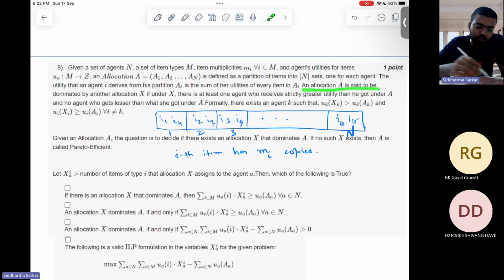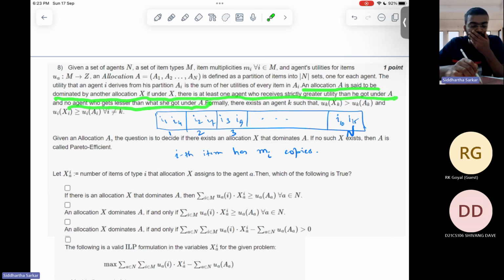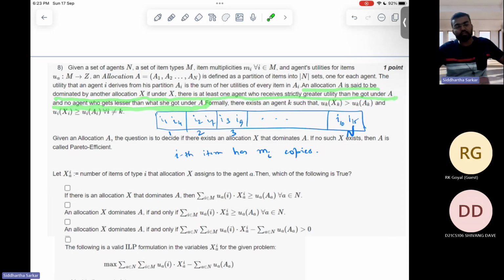An allocation A is said to be dominated by another allocation X if under X there is at least one agent who receives strictly greater utility than he got under A. So that person has to receive more utility under the new allocation, that is allocation X, and no agent gets lesser than what she got under A. So we are comparing the utilities of the entire set of people.